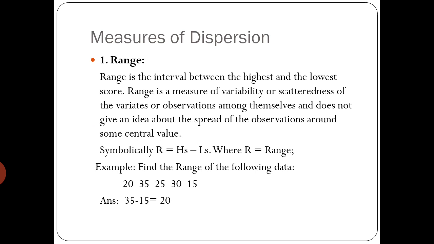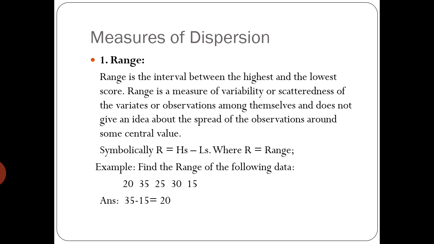So next, measures of dispersion. First, measures of central tendency is over. Second measure is measures of dispersion. There are two types, range and standard deviation. Let us discuss. First one, range. Range is the interval between the highest and the lowest score.